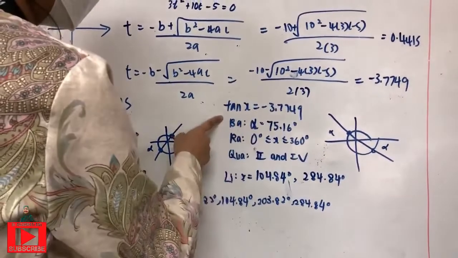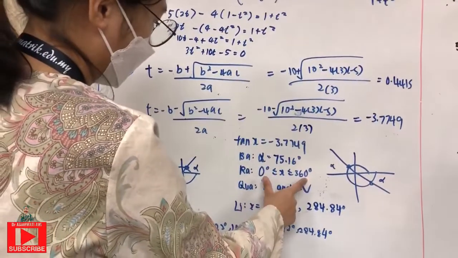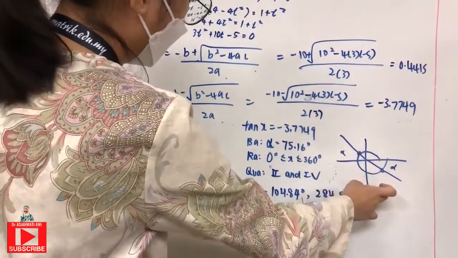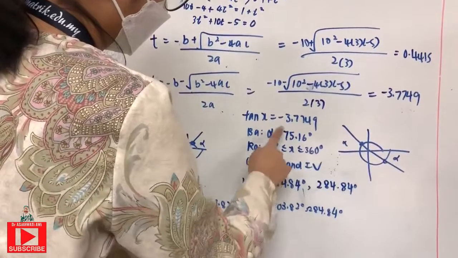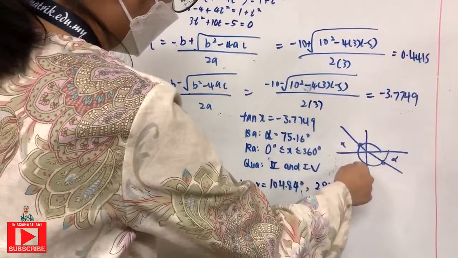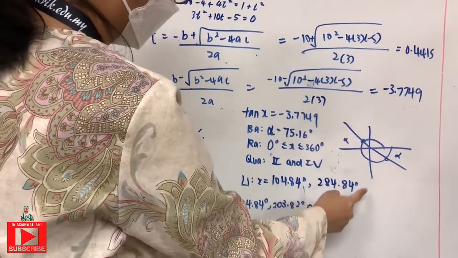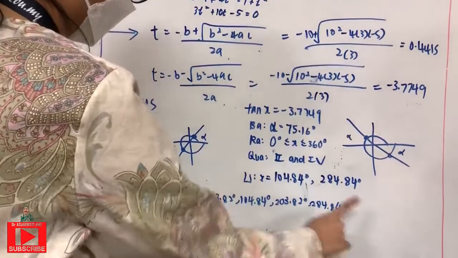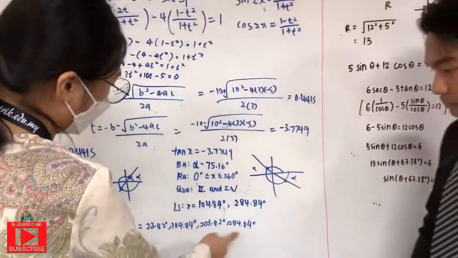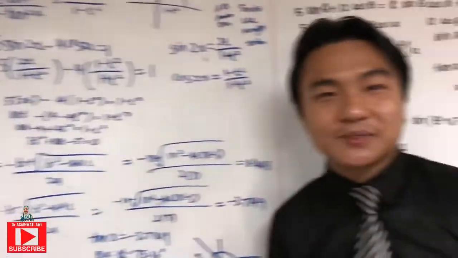For this, the basic angle will be 75.16, and the range will be between 0 and 360 degrees. Quadrant, as we know, if negative, it will be located at quadrant 2 and 4. So we use 180 minus the basic angle, we'll get 104.84 degrees. And we use 360 degrees minus the basic angle, it will be 284.84 degrees. So we can list all the angles, that is 33.82, 104.84, 203.82, 284.84 degrees.